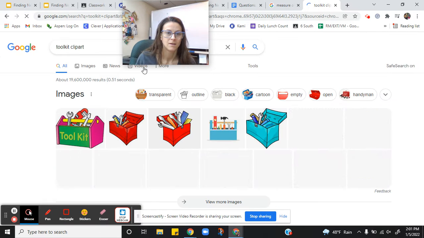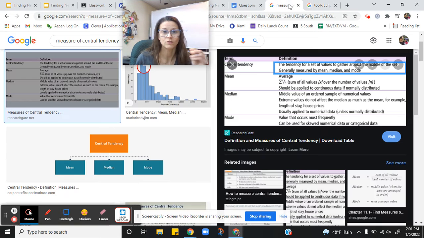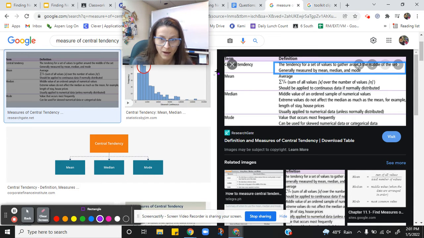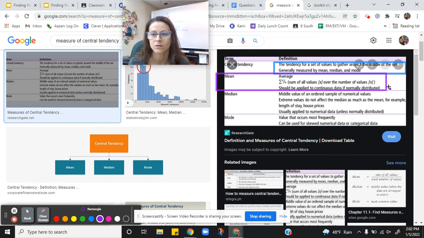Okay, these are tools for our toolkit. Now, what are the tools in our toolkit? We have mean. Mean is the average. It is the sum of all values over, and when this word "over" is being used, it's messy, that should be divided by the number of values that you added up.